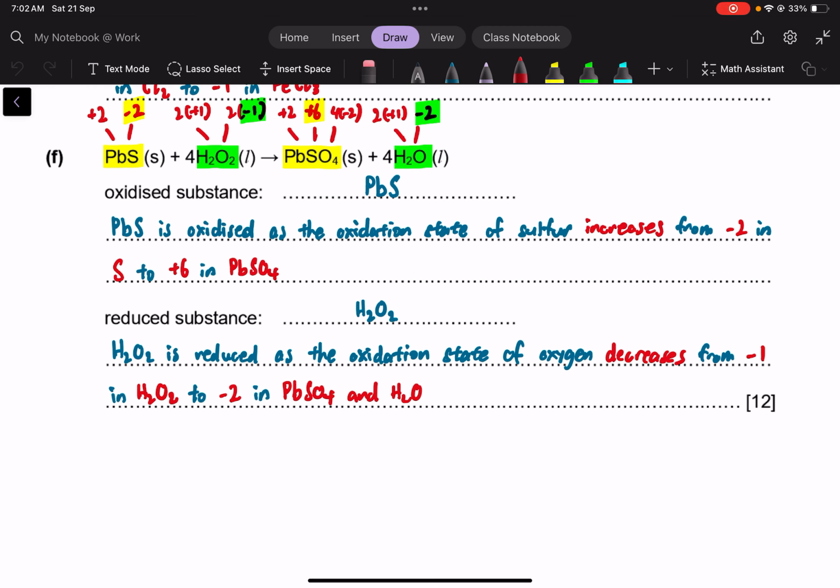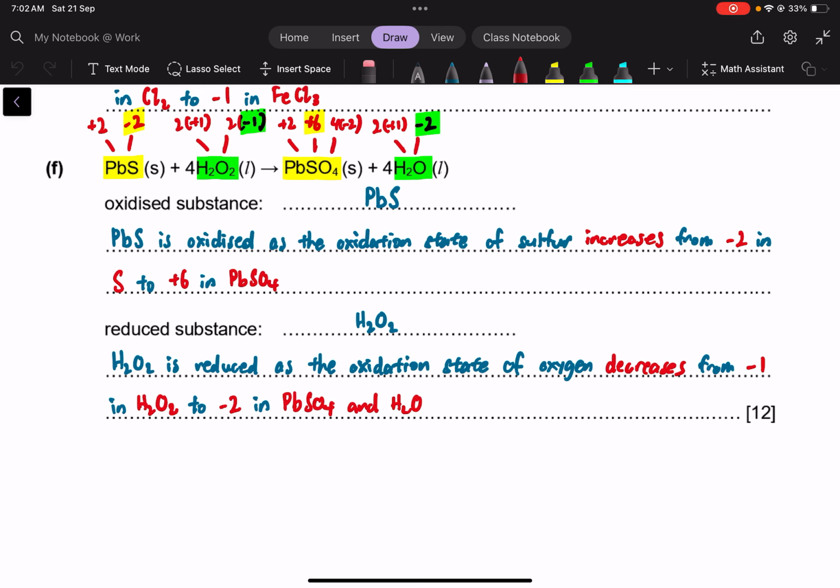So for the last part of this exercise, this one I think is the toughest example out of all 6. So here we'll be looking at lead-2 sulfide reaction with hydrogen peroxide. Here we just split lead-2 sulfide into its respective oxidation states. We should obtain lead actually has +2, and for the sulfide ion is -2. Then for hydrogen peroxide, split it into hydrogen and oxygen.